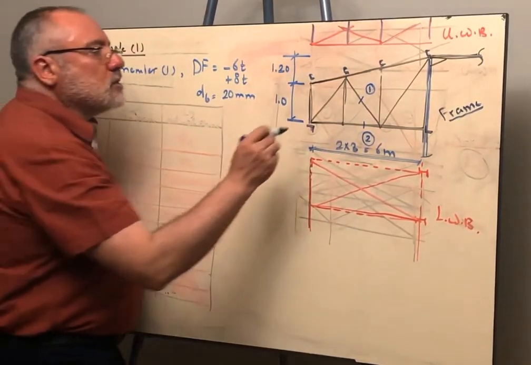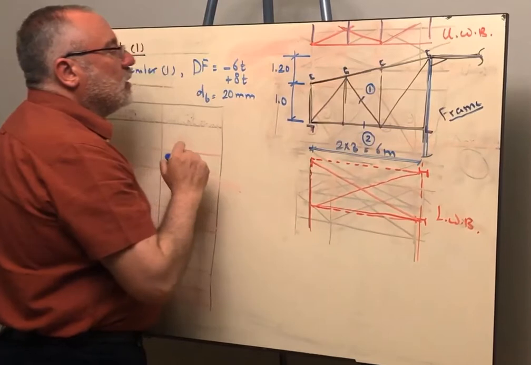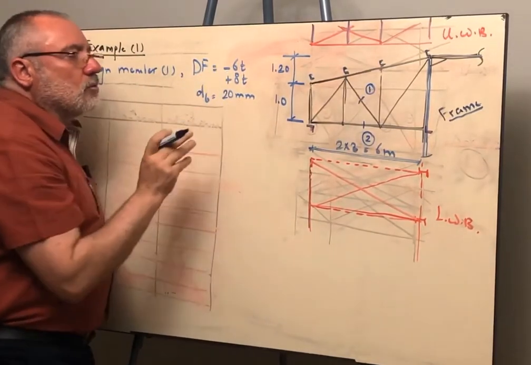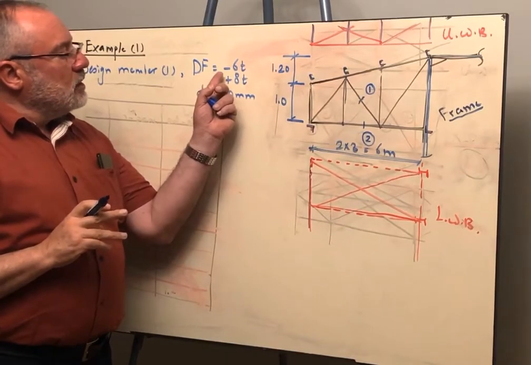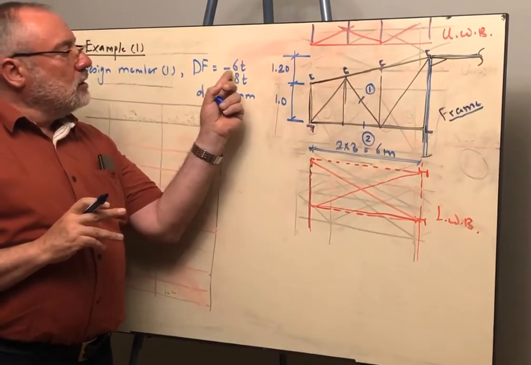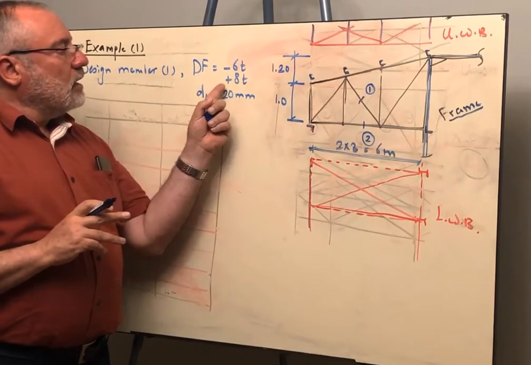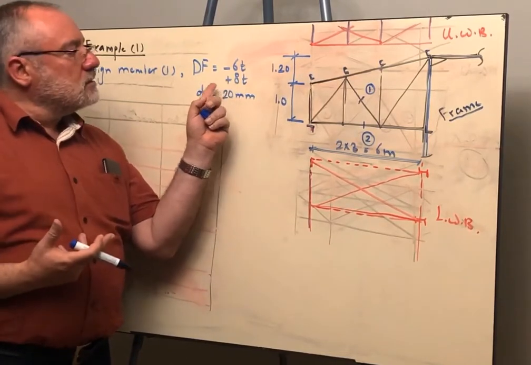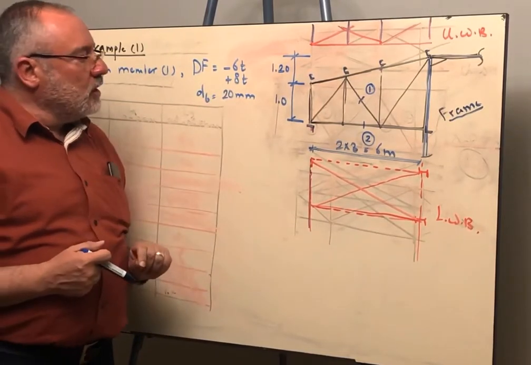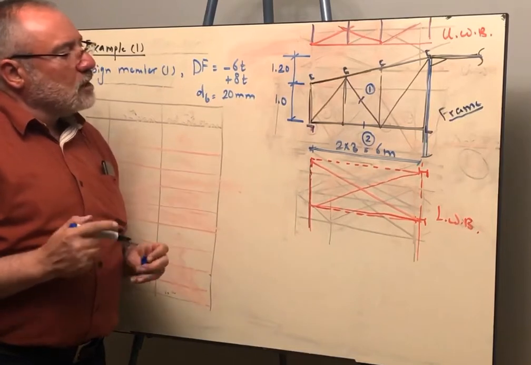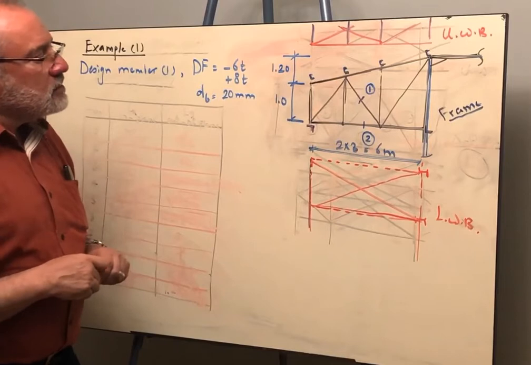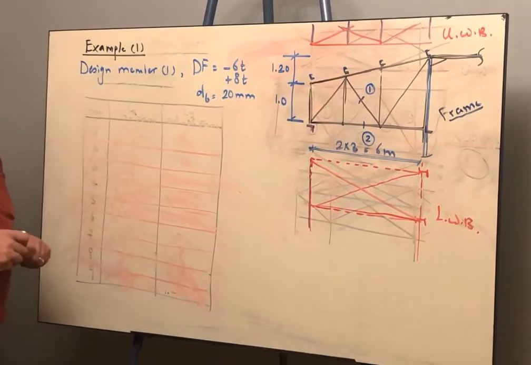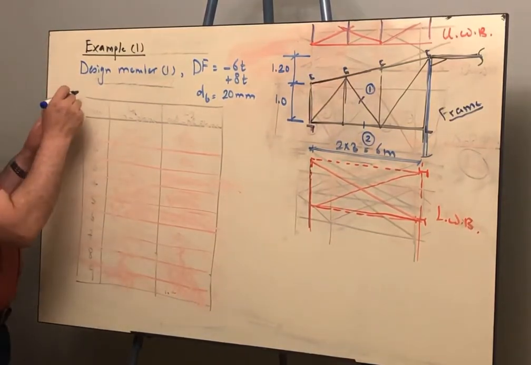It is required to design member 1 if the design force, now we did the load combination table and we got that this member is subjected to compression, -6, and also in another load case, it is subjected to +8 ton. The connections are bolted and the bolt diameter is 20 millimeter. Now it is required to design member number 1. What will be the steps?